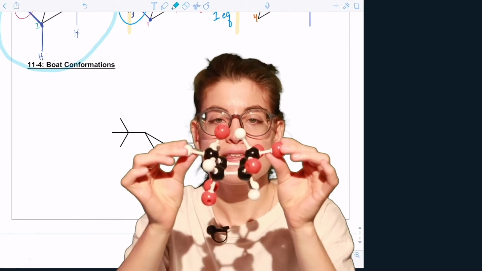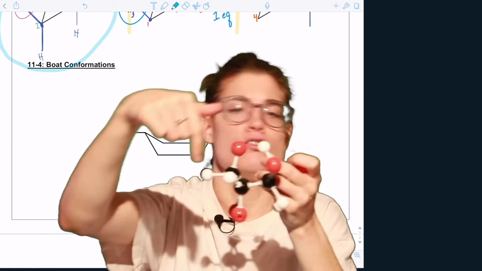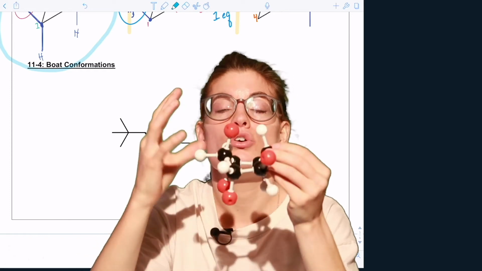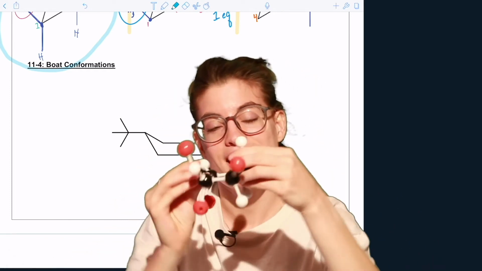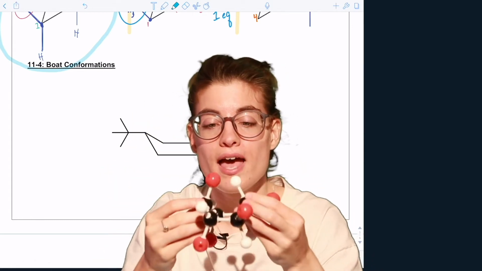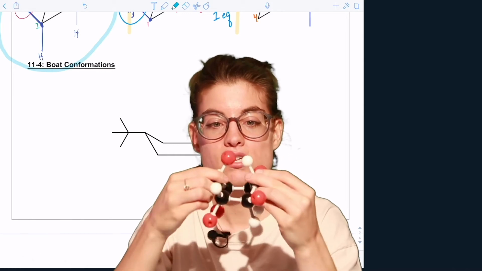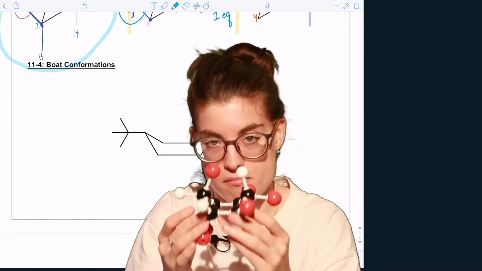Now, the problem with this, if you see that, is you got some steric hindrance up in here, okay? And so usually at this point, the other carbon will rotate down, and it kind of happens at the same time. But sometimes you will have cyclohexane rings that for a period of time will exist in a boat conformation.